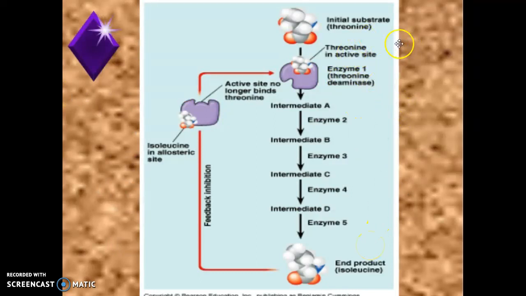Here's kind of a picture that shows that. We get our initial substrate that's threonine. It binds to the enzyme complex. We change it through 5 enzymes. Then we make isoleucine. Isoleucine binds allosterically and changes the shape of the active site, changes the shape of the enzyme, so it can't work anymore. It can no longer function.